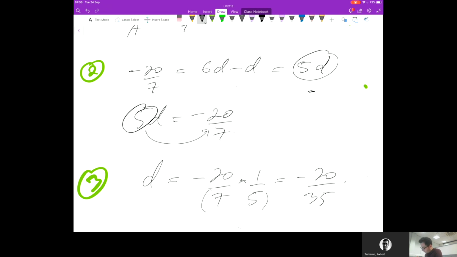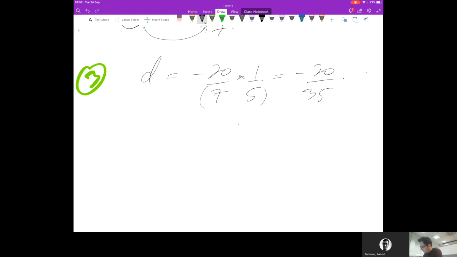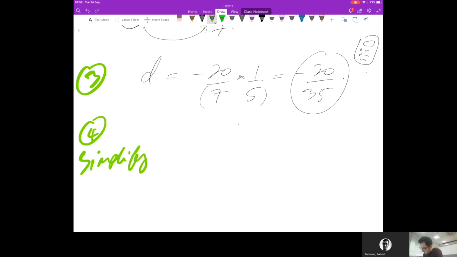Okay, and that's the answer, but we can simplify that a bit further. You could do this on your calculator, or you can leave it as a fraction. But if you're going to leave it as a fraction, let's simplify it. D is equal to minus 20 over 35. What common factor goes into both of those things? Looks like a 5, doesn't it? So 20 divided by 5 is 4. 35 divided by 5 is 7. And I can't simplify that any further without writing it as a decimal. Okay, that's fine. Okay, done. Let's pause that.